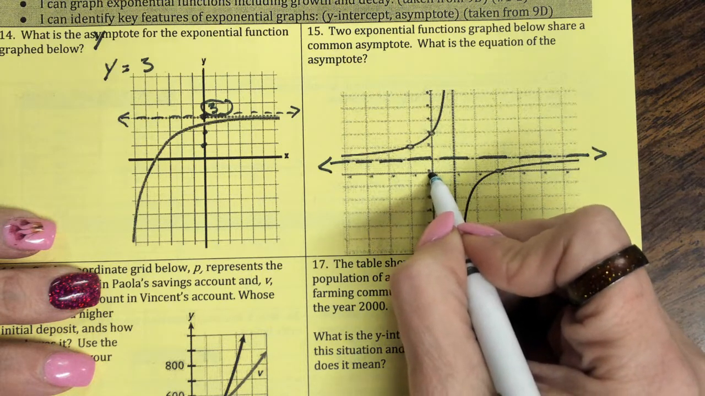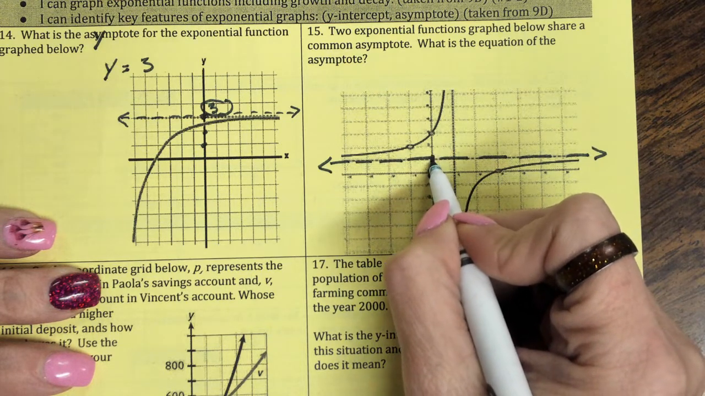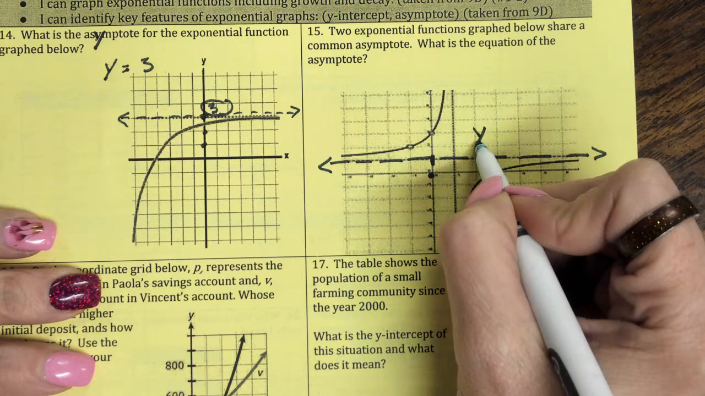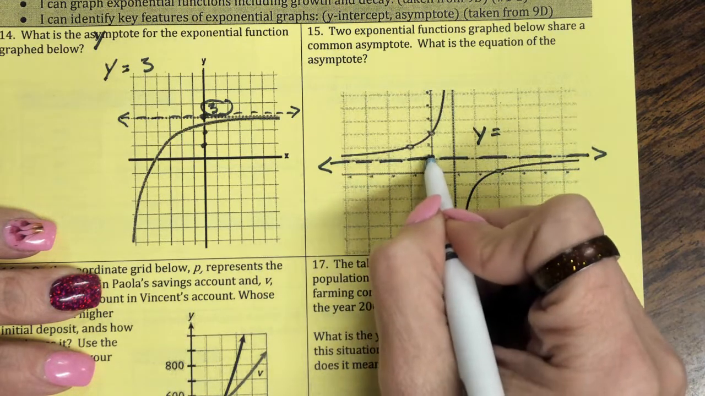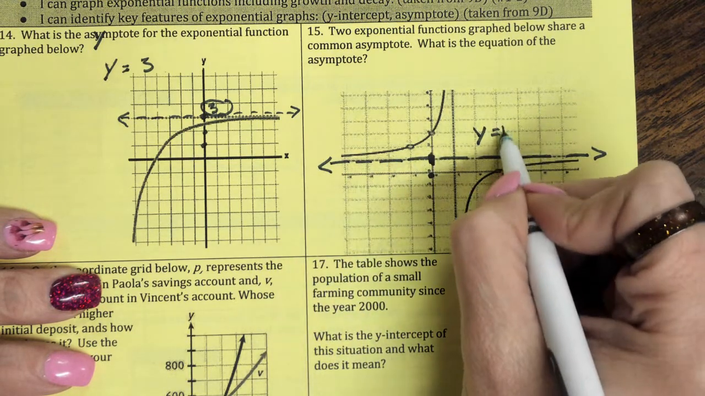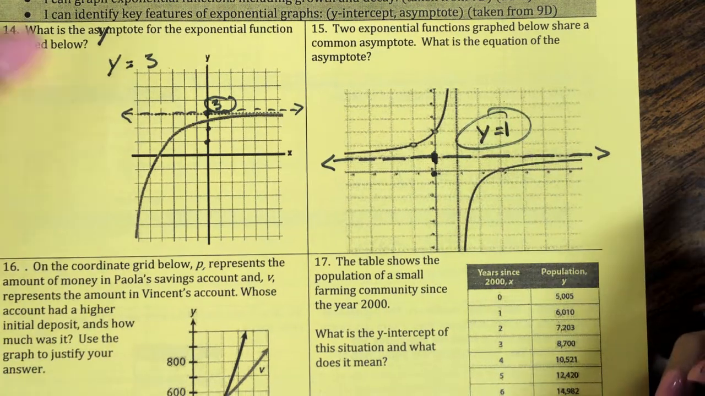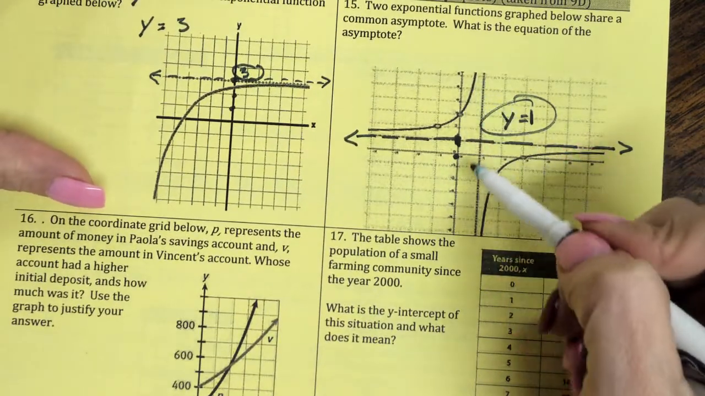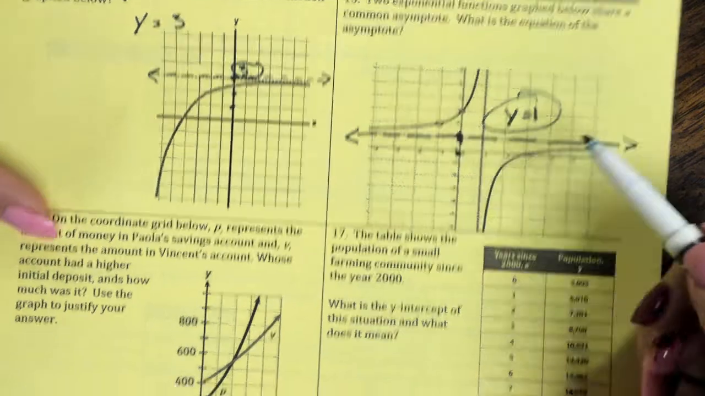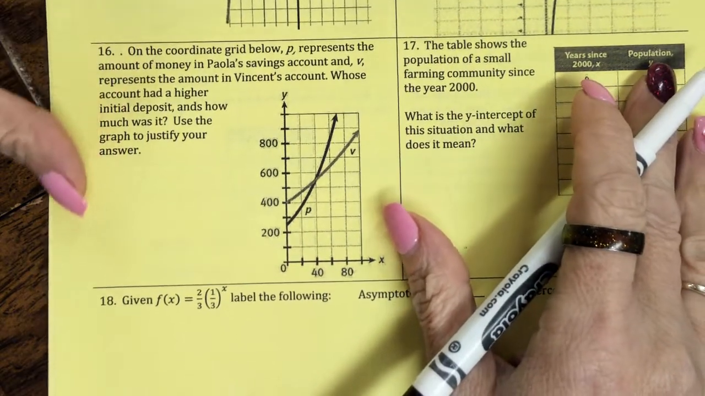Here is the 0, 0, so this is 1. So that means the asymptote has the letter y. Right here at 1 is the line they're swooping in to, but never touching. They share that one right there. We don't talk about vertical asymptotes yet, but if you notice, there is one there.